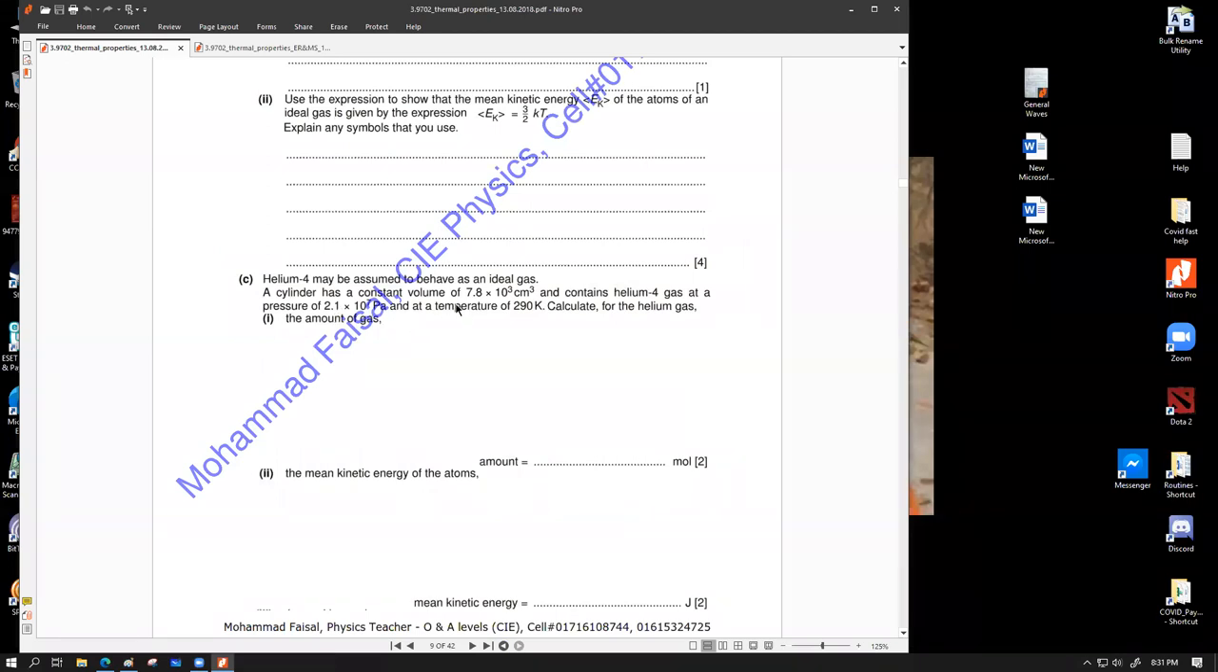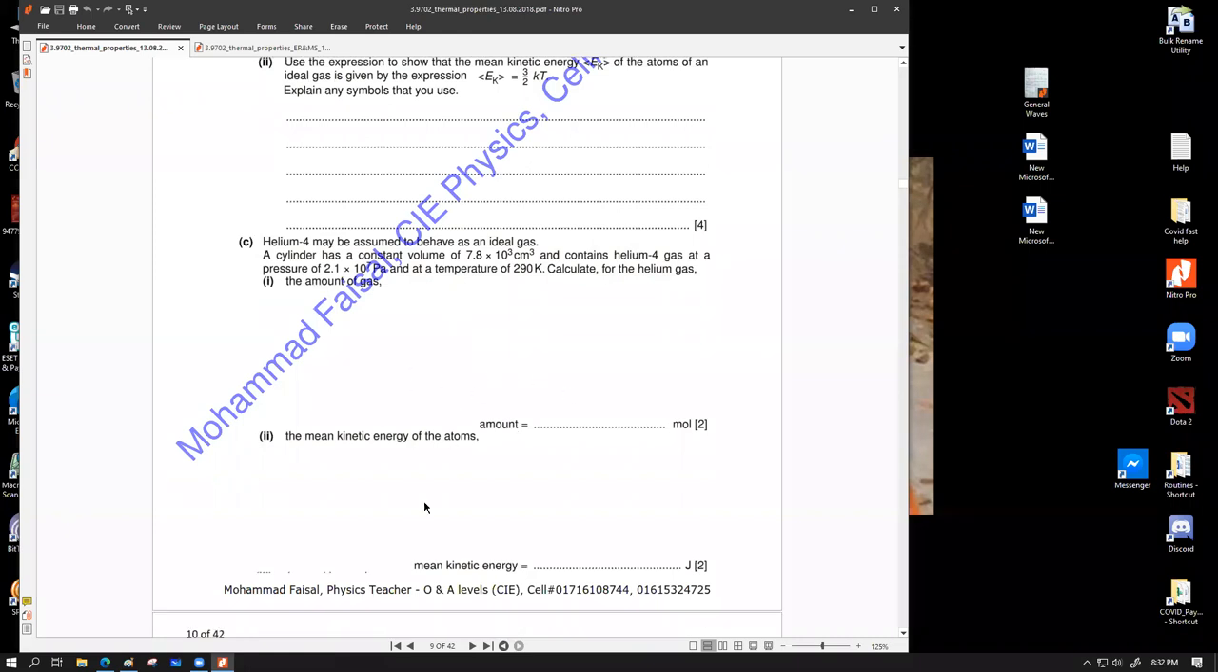Okay, so we have initial volume, we have initial pressure, we have initial temperature given. Calculate for the helium gas the amount of gas. So you calculate the mole number over here. Then they're asking the mean kinetic energy of the atoms. Mean kinetic energy of the atoms is calculated by half mc squared. And m in this case can be calculated as 4u because it is helium 4.